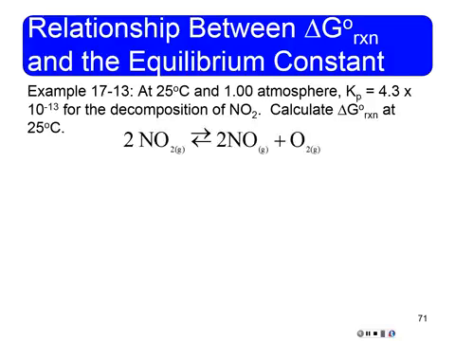Okay, so here's a reaction. Notice everything is in the gas phase, so that we can just call that Kp, right? If you want to mark out the P and just call it K, that's fine. It doesn't really matter. We're given Kp is equal to 4.3 times 10 to the negative 13 for the decomposition of nitrogen dioxide, and we want to calculate delta G. So our new equation: delta G is negative RT natural log of K.